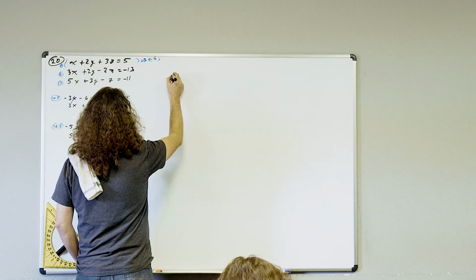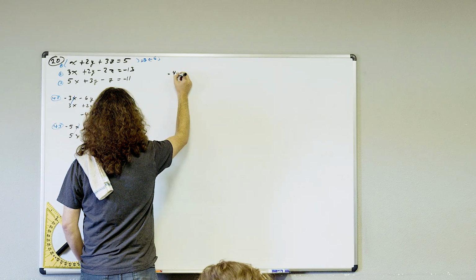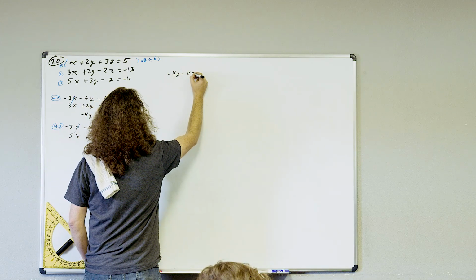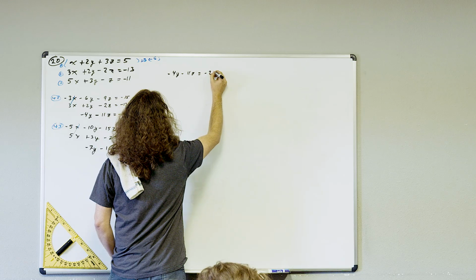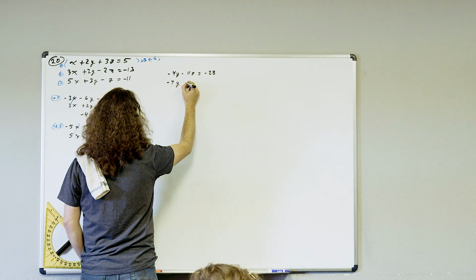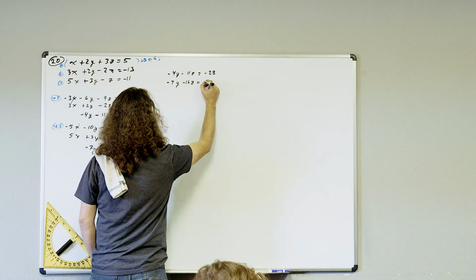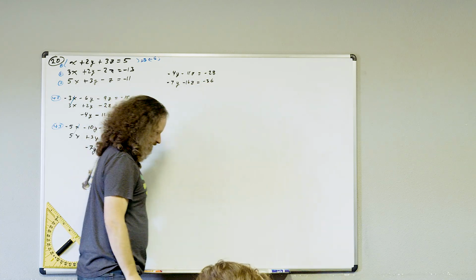Okay. So now we're gonna do these two. So negative 4y minus 11z equals negative 28. And negative 7y minus 16z equals negative 36.